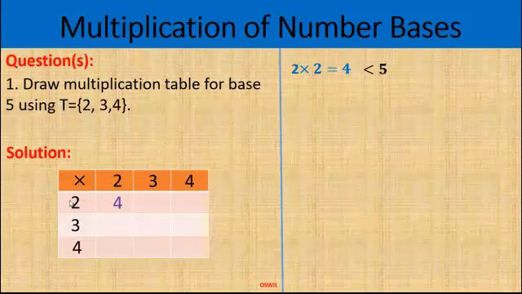Now the next one will be 2 times 3, and 2 times 3 would give us 6. 6 is greater than the base 5 we are talking of. So division must be done. Divide your answer by the base, which is 6 divided by 5, and the quotient will be 1, remainder 1, meaning 5 goes into 6, 1, and it will be left with a remainder of 1.